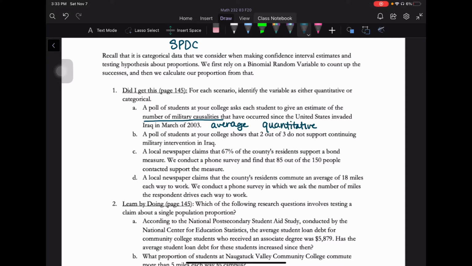A poll of students shows that 2 out of 3 do not support. So the question would be, do they support or not? That's a yes/no answer, so that is categorical. A local newspaper claims that 67% of the residents support a bond measure, and then we got 85 out of 100. So do they support it or do they not support it? That's a yes/no as well, which is categorical. Now, a local newspaper claims that the county residents commute on average 18 miles. That's numerical, which is quantitative.